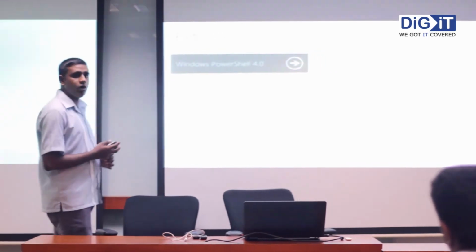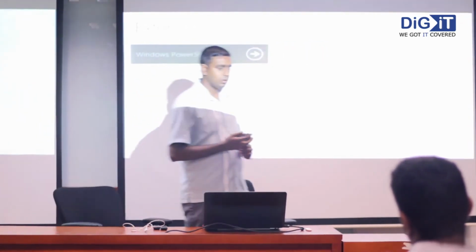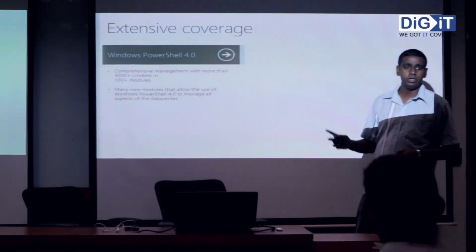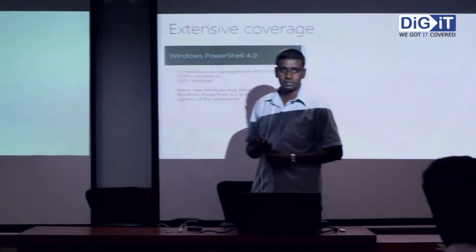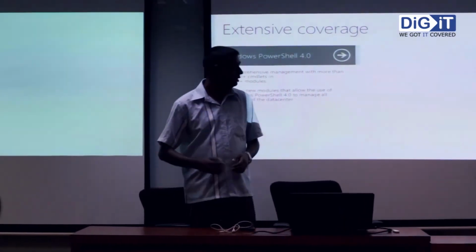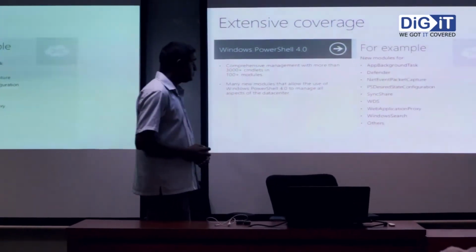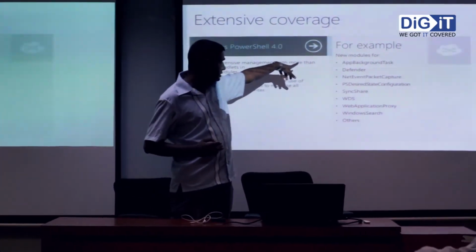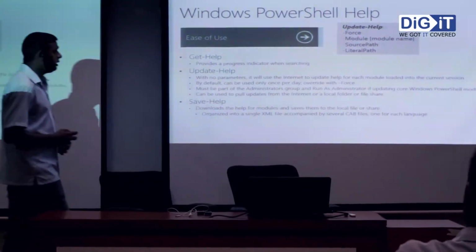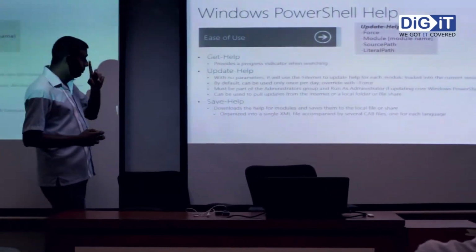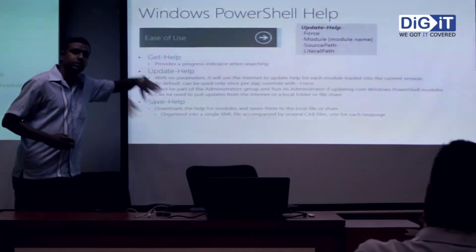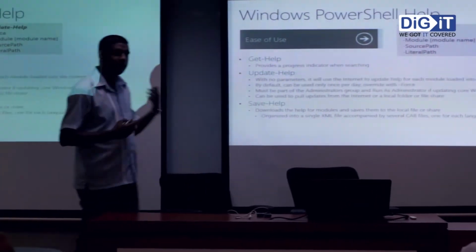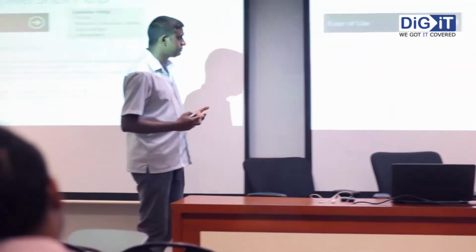Even now, if you are running an Office 365 organization, sometimes you can't do everything from the web UI. In that case, you can use PowerShell remote management for your Office 365 organization, for your Exchange Online. So it's pretty easy. And these are some of the new modules which came with Windows PowerShell 4.0. When you need help, you can type Get-Help and whatever command you need and press enter. You can update the help content, and save the help content you gain from the internet to your local file share.